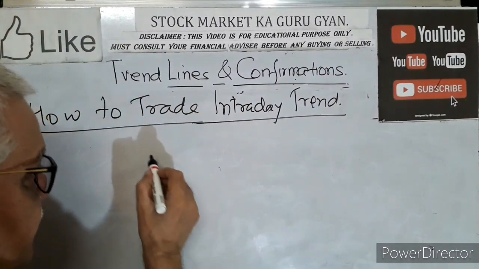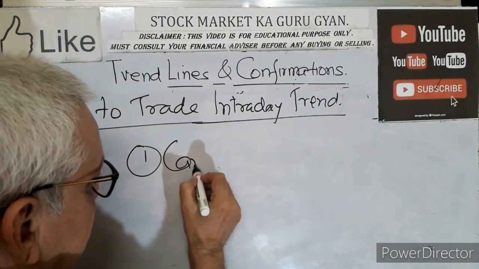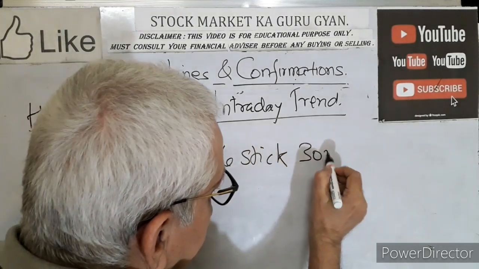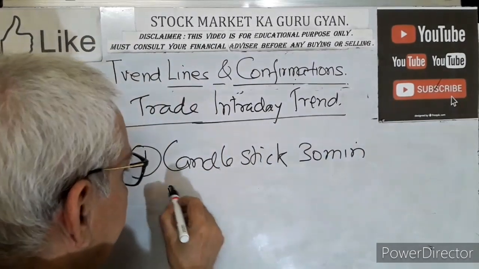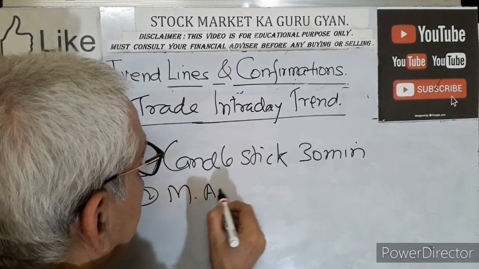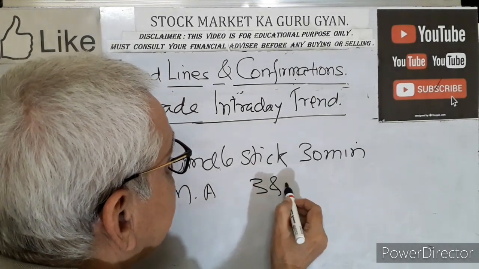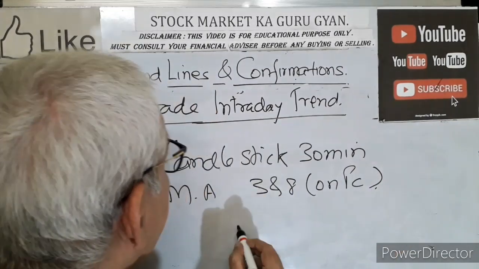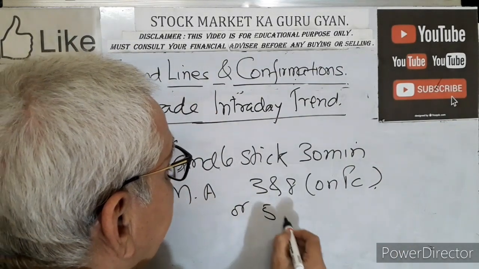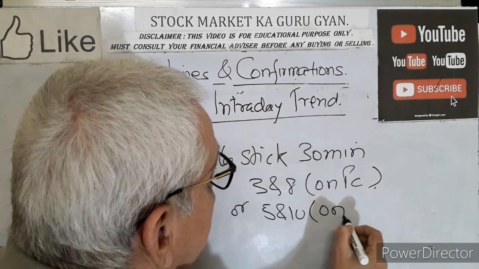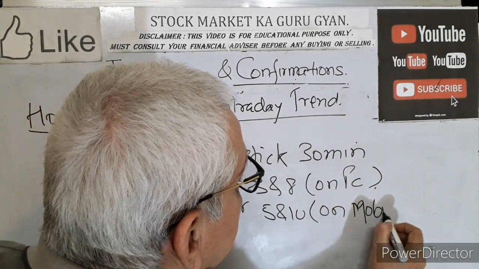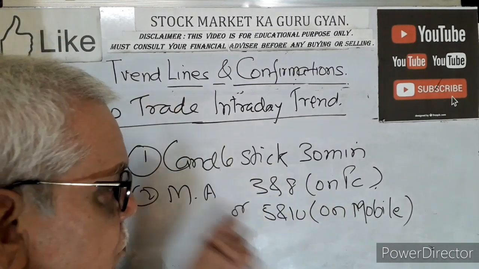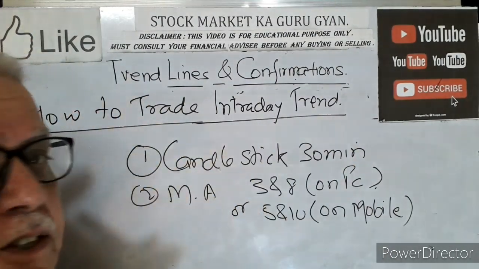Intraday trend, very easy. Candlestick, 30 minutes, moving averages 3 and 8 on PC, personal computer, or 5 and 10 on mobile. I think in my previous video 212 also I have spoken about it. You see, there is no change in it.